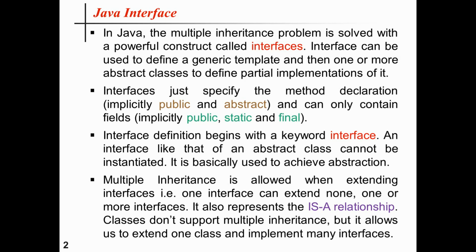Multiple inheritance is allowed when extending interfaces. Like one interface can extend none, one or more interfaces. It also represents the is-a relationship, that means the inheritance relationship. Since Java classes don't support multiple inheritance, Java programming allows us to extend one class and implement many interfaces. So basically, there is a keyword named implements by using which you can create a class from many interfaces.